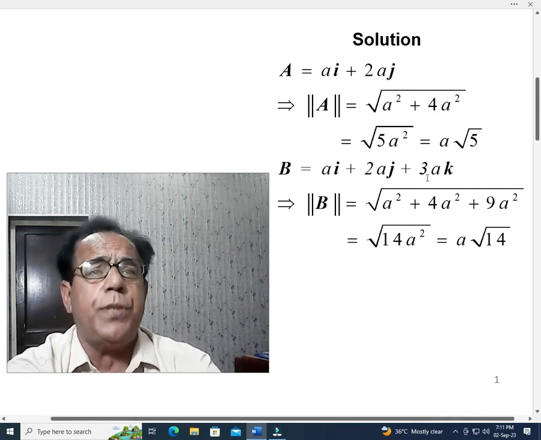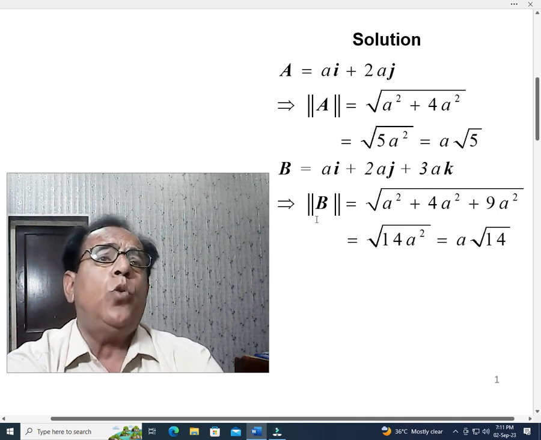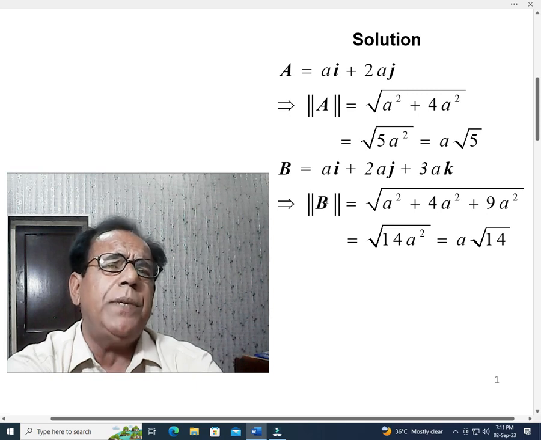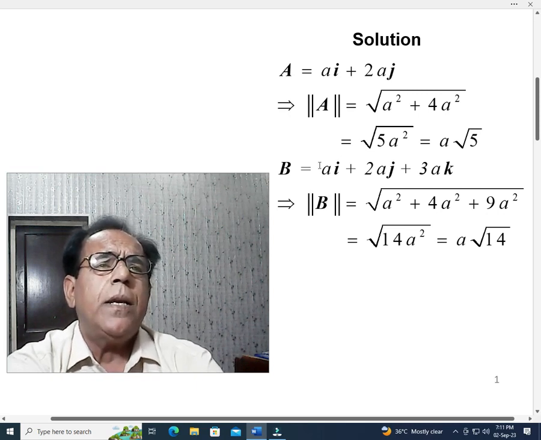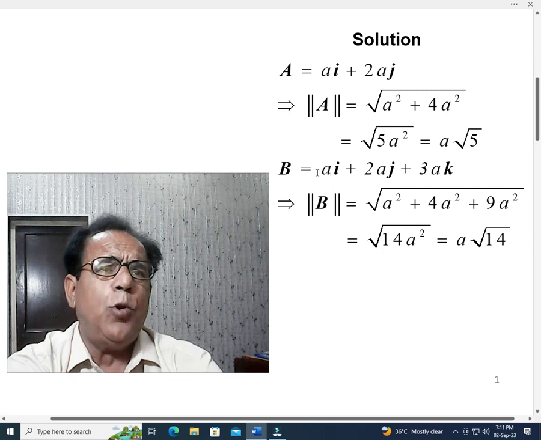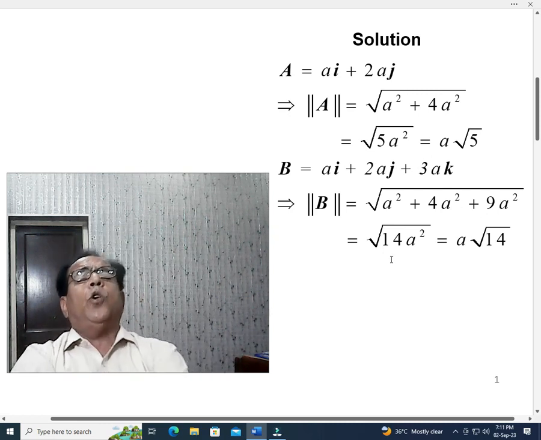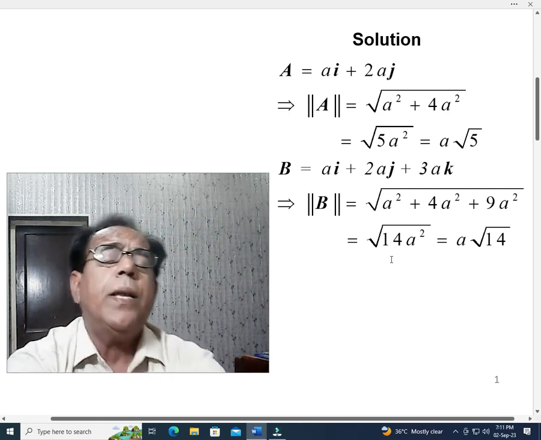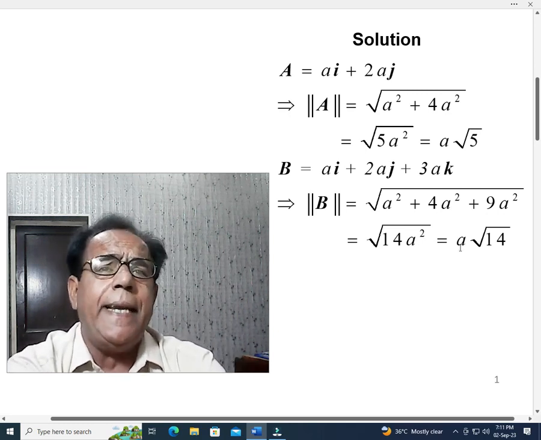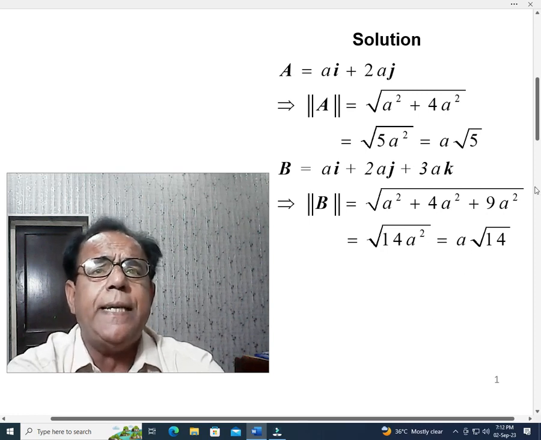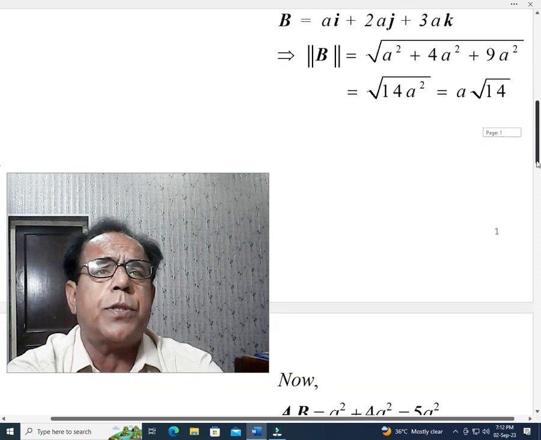Now B is equal to this. So the magnitude of B, or absolute value of B, or modulus of B, will become equal to this portion: a square plus 2a whole square, that is 4a square, plus 3a whole square, that is 9a square. It will become equal to 14a square, and the square root of a square is a, hence a will be outside the square root and we will get a into root 14.